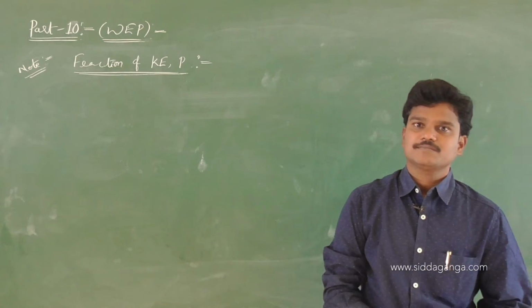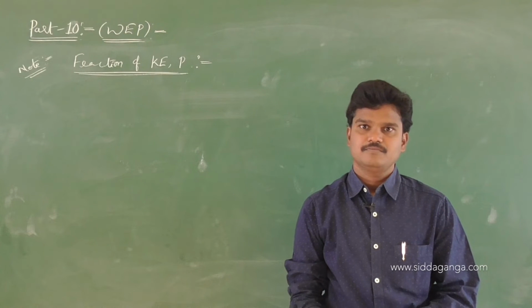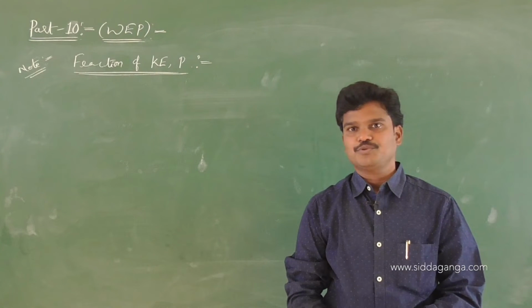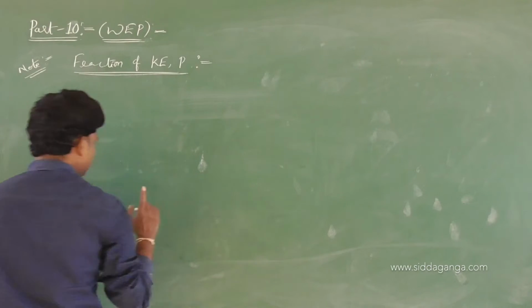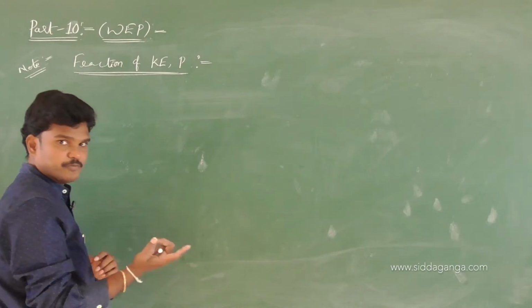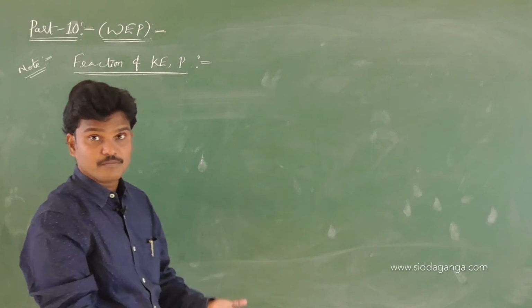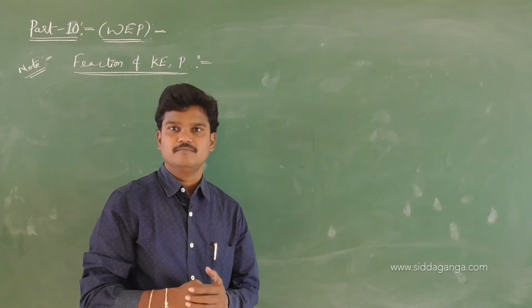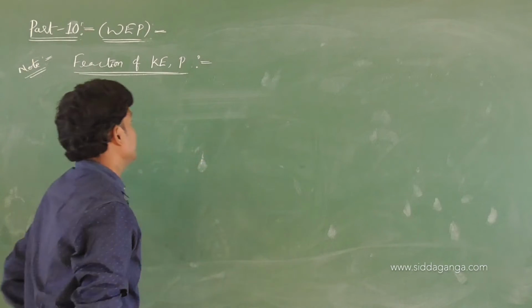To find this, let me consider two particles whose masses are m1, m2, and let us suppose m2 is at rest. So I want to get the fraction: how much kinetic energy will be transferred by one body to the other body, how much momentum will be transferred by one body to the other body, how much will be regained. So that I am going to get the fractions now.